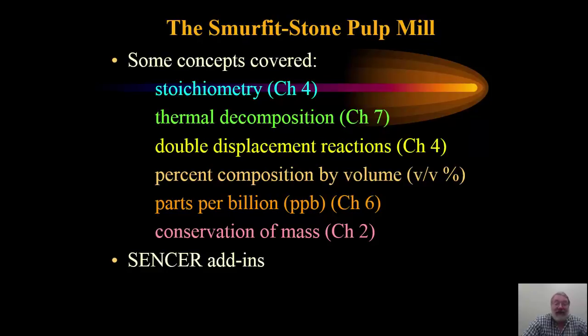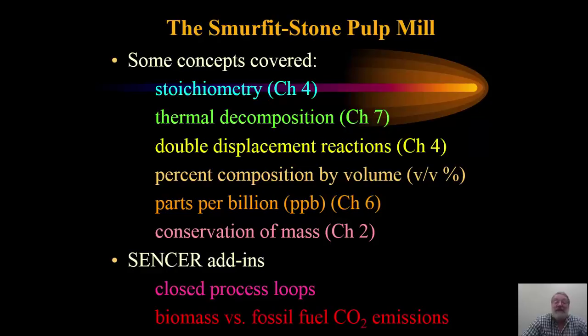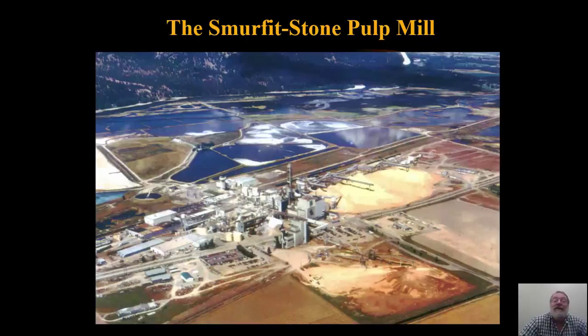Some extra topics that I get to bring in because I'm dealing with this in class are what I call SENCER add-ins, including closed process loops for industrial designs and biomass versus fossil fuel CO2. Not part of your standard chemistry course. It's added enhancements. So here's a picture of the pulp mill. It's a large facility. There are 800 acres of ponds to treat the water that comes out of the pulp mill. Huge piles of sawdust and logs, tall columns of complex-looking processing equipment, and plumes of vapors coming out from all parts of the plant.